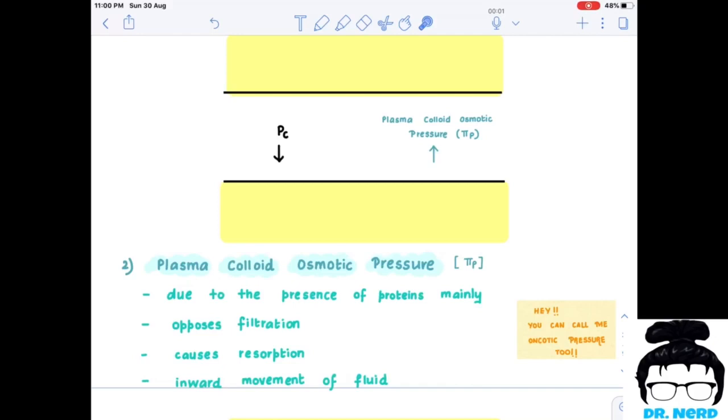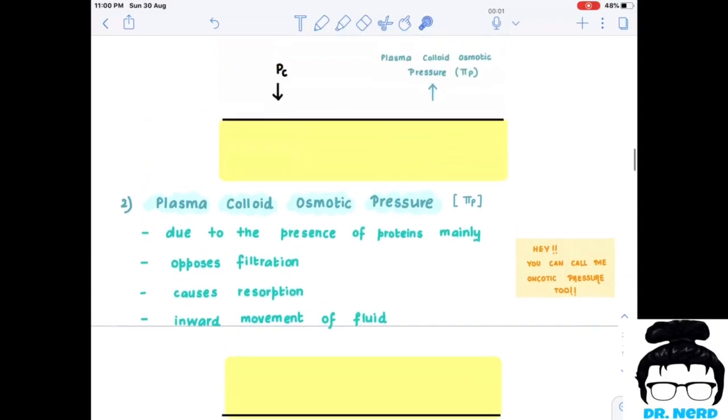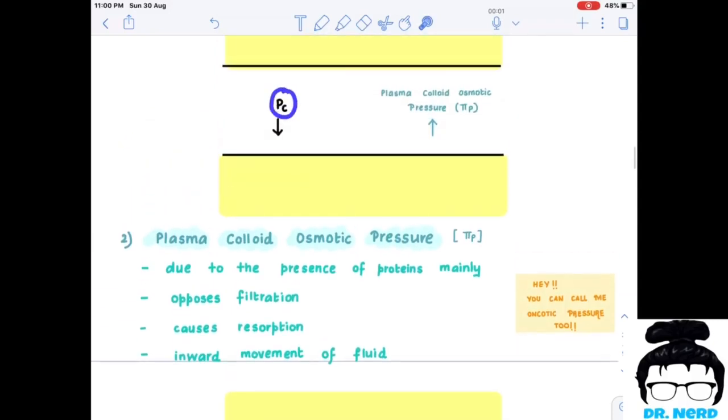This plasma colloid osmotic pressure is also called oncotic pressure, and it is written here. We can denote the plasma colloid osmotic pressure with the symbol pi p. For each of these pressures, you have to remember the symbol as well as the arrow. So the capillary hydrostatic pressure acts in this direction, responsible for pushing the fluid outside the capillaries, and the plasma colloid osmotic pressure is responsible for pushing the fluid inside the capillaries.